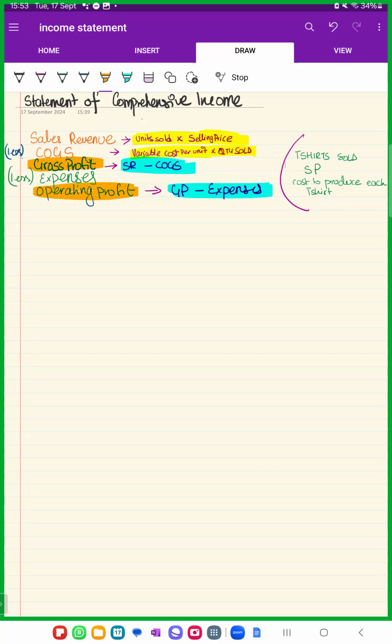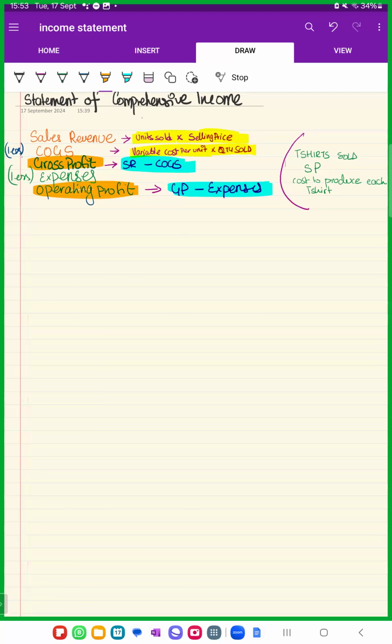So, statement of comprehensive income: revenue, cost of sales, gross profit, etc. This is always going to be the same order. Sales revenue minus cost of sales is equal to gross profit. Gross profit minus expenses is operating profit. And that's where it stops for IGCSE. For A levels, it goes further. Got it. Make sure you learn and remember how to calculate the GP and the OP because you will not be given the formula in the exam. Okay, got it.